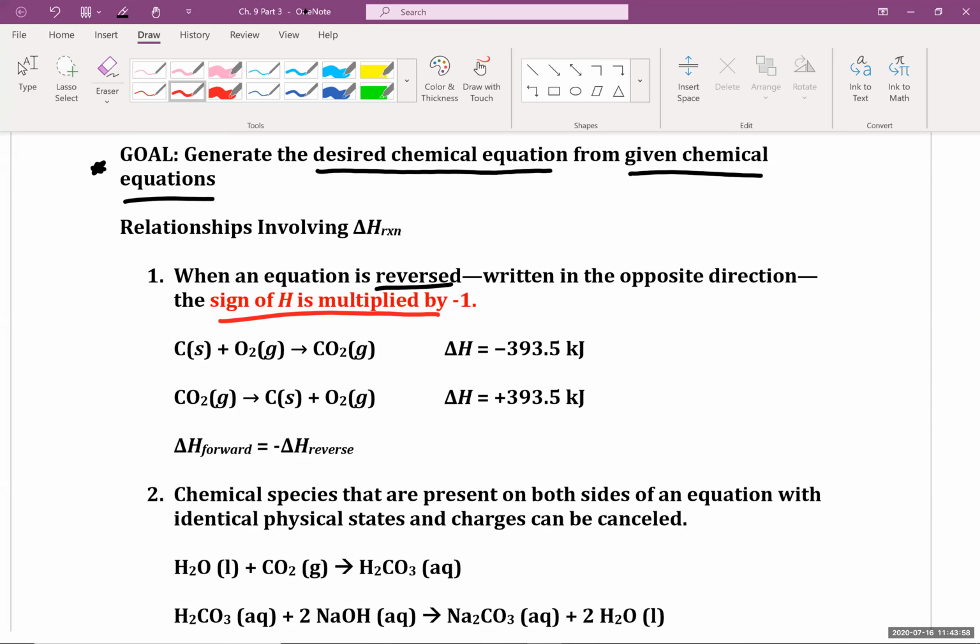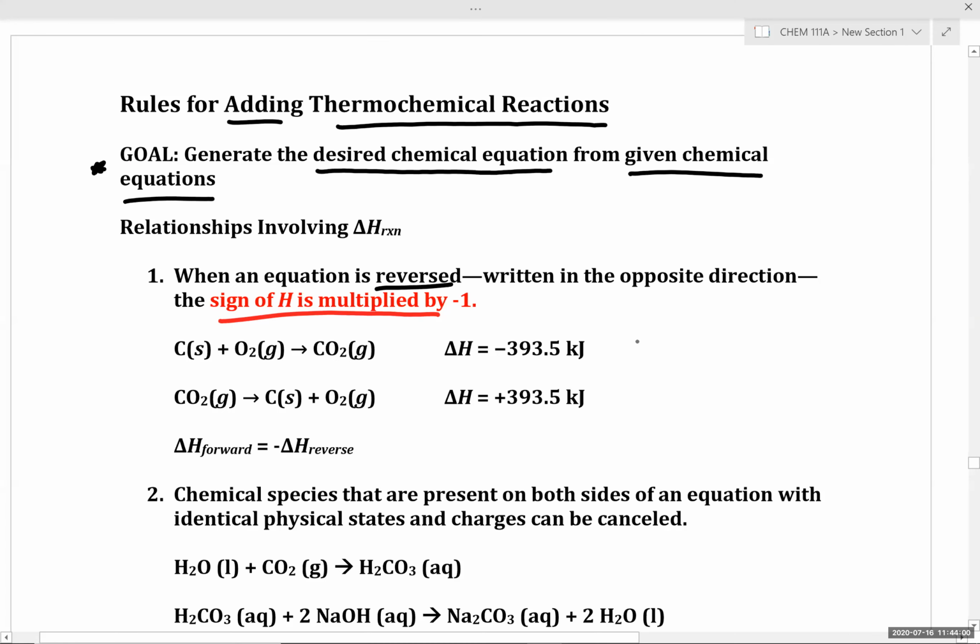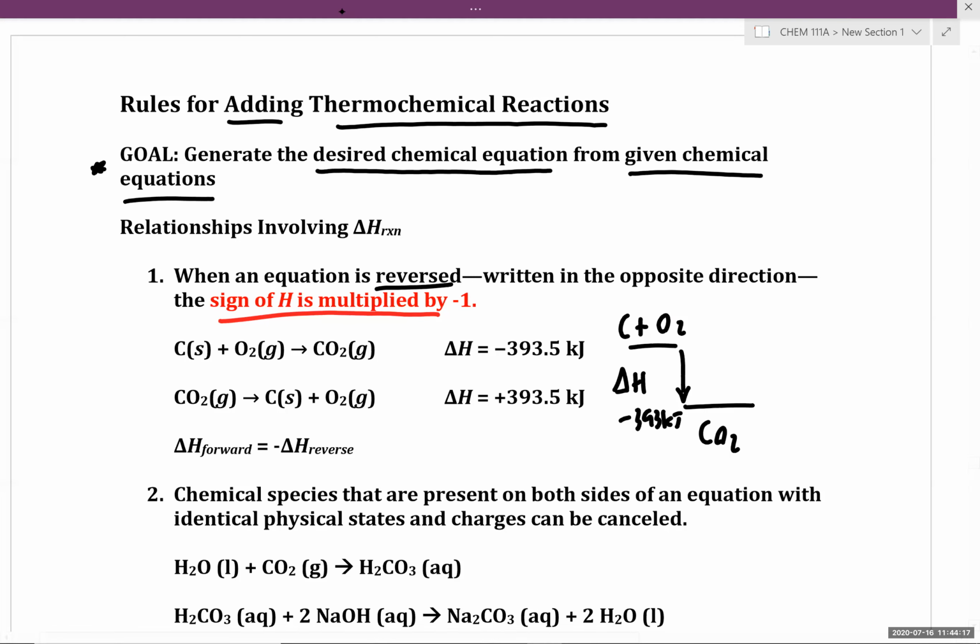To help you visualize what's going on here, let's pretend we're looking at the following reaction. Carbon plus oxygen leads to carbon dioxide. This has an enthalpy of -393 kilojoules.